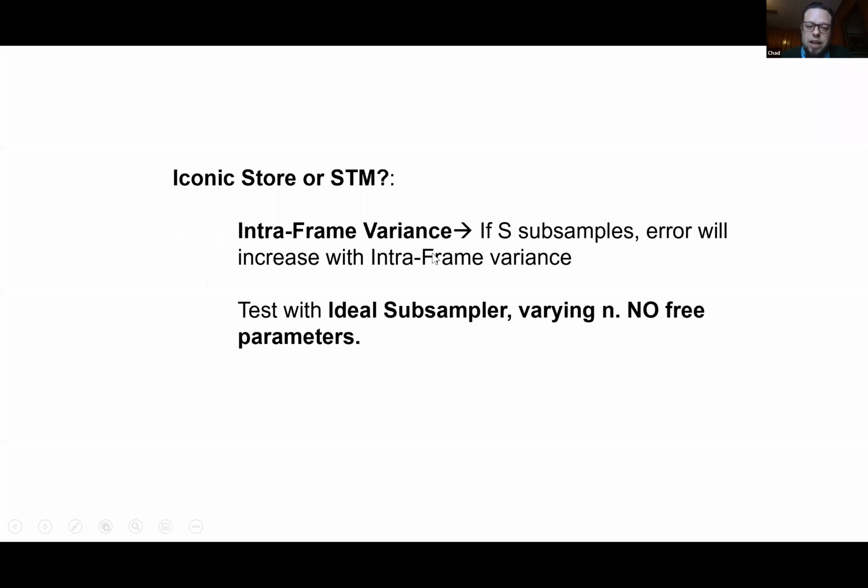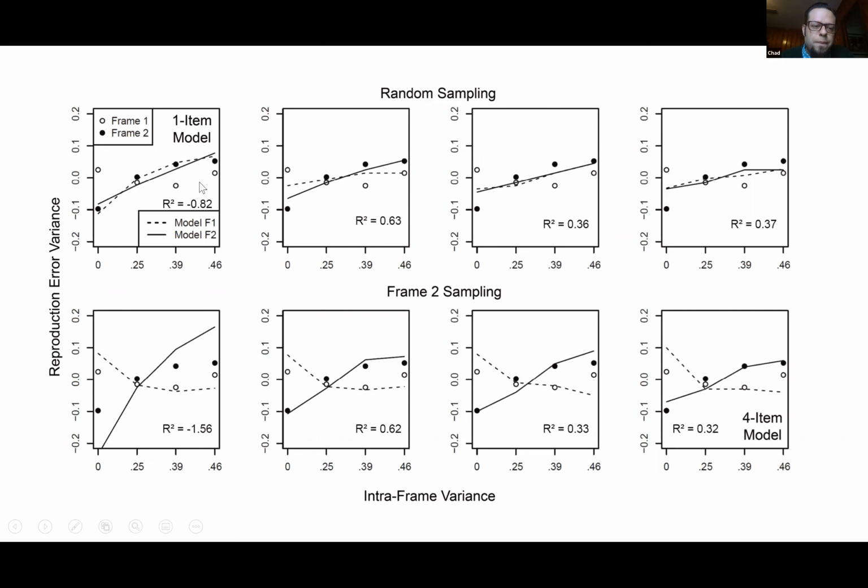And then we tested that by comparing the data plotted as a function of this variance in the stimuli. We looked at their performance, and then we simulated that with an ideal observer model, no noise, 0 free parameters, varying only the number of stimuli that are sampled by the model. And these are the results. So the x-axis in all the plots is the intra-frame variance. It's a circular variance. And the dots are the data. The black dots are frame 2, as the frame 2 variance increases, and the white circles are as the frame 1 variance increases.